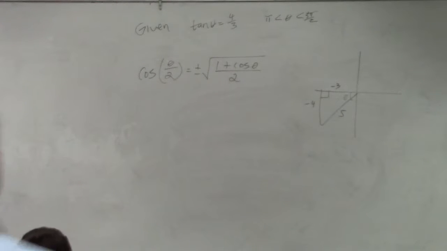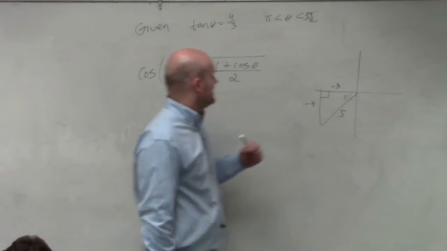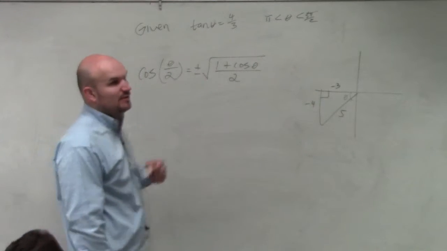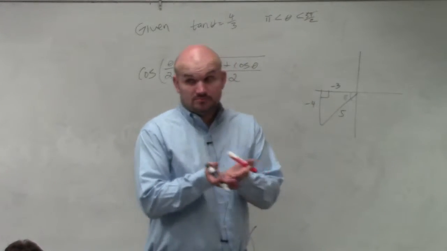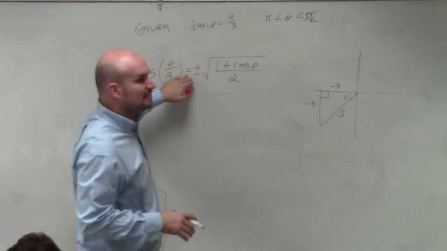In this example, we have theta. All right. We have theta, and then we want to be able to evaluate the half angle formula. So basically, all we're simply doing is, again, plugging these back in. We have to determine plus or minus.